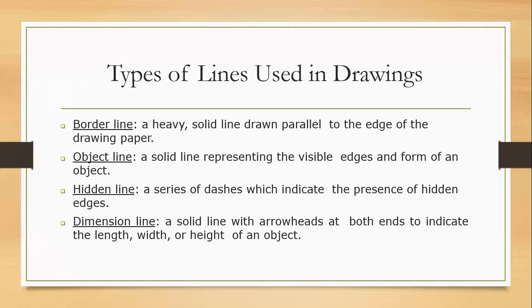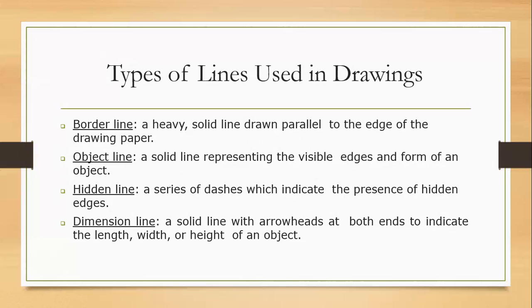Then we have object lines. This is a solid line that represents the visible edges or the form of an object. If that object is round, it's a solid round line. If it's square, rectangular, etc.